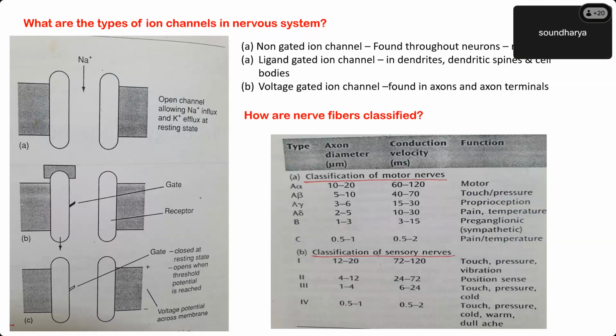Supposing autonomic will be higher, sir. Sensory in the middle and the motor is the lower, sir. Excellent. Okay. Why is that happening? That is because of the size of that.